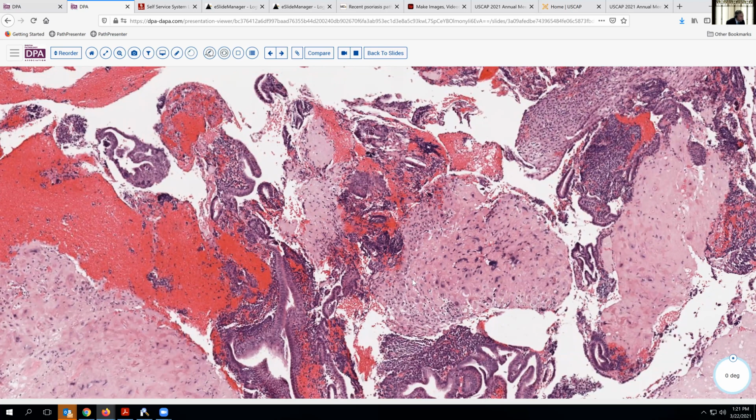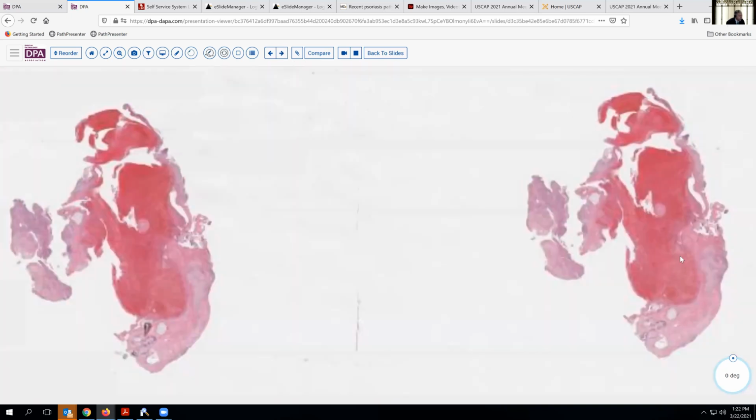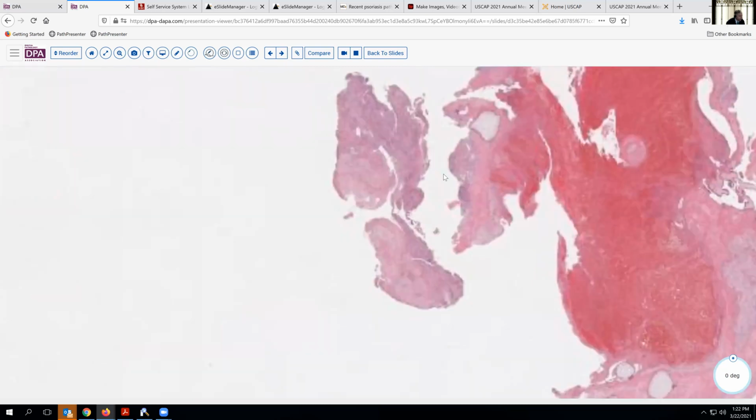Here's maybe a more cellular focus. You can see how, potentially you might be concerned that there's something here, maybe a metastasis or something like that. But if you have this in the back of your mind, usually this is a diagnosis that is fairly easy to make.